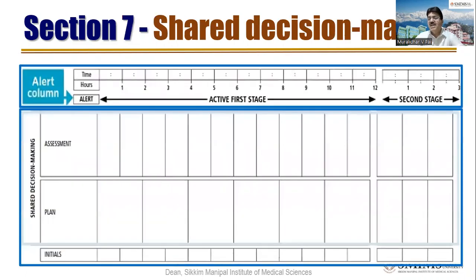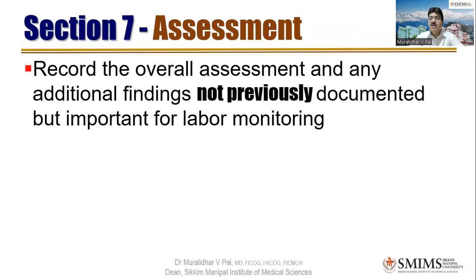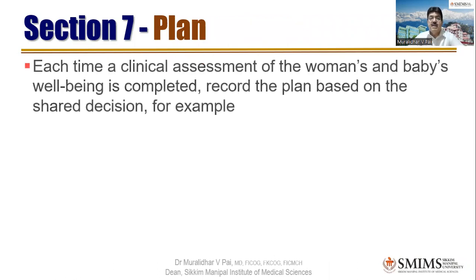Now, 7 is the shared decision, that is assessment and the plan. So you can write it here. What was the assessment? What was the plan? Whether to refer her, whether to wait for some more time in the same place, and you have to put the initials. So that is what it is all about. So what is the assessment? Record overall assessment and any additional findings not previously documented but important for labor monitoring. And the plan can be: each time a clinical assessment of the woman's and baby's well-being is completed, record the plan based on the shared decision.